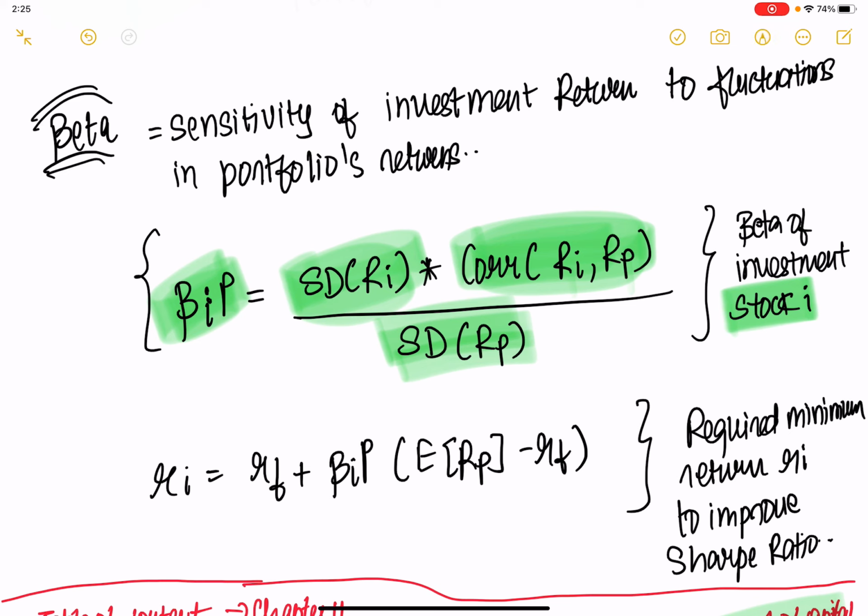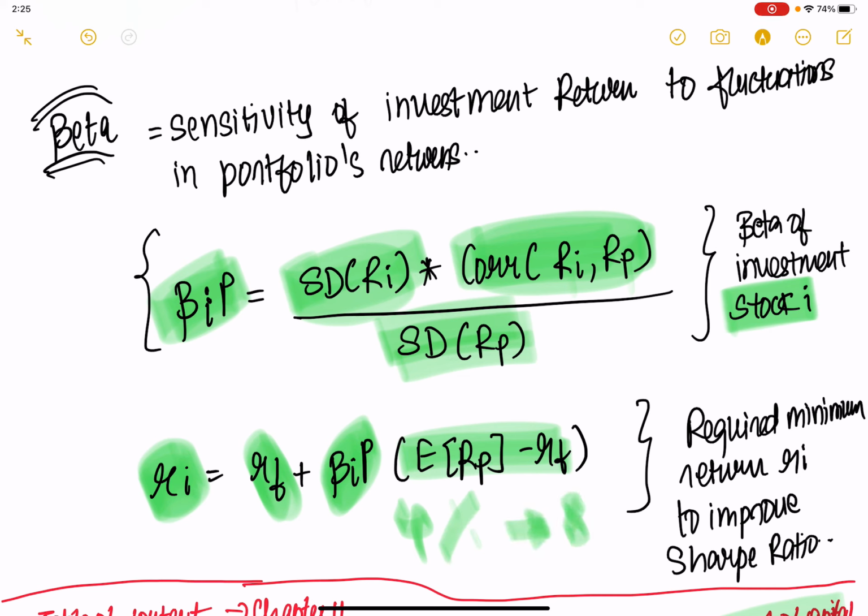And this is the required return. If you want to add a stock to your portfolio, the required return it should provide is the risk-free rate plus beta times the market premium. So if the required return is 4% and the expected return is 8%, that means it is actually a good investment and helps you improve your Sharpe ratio.